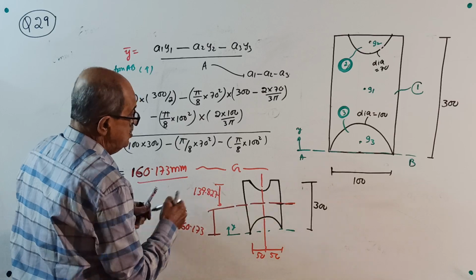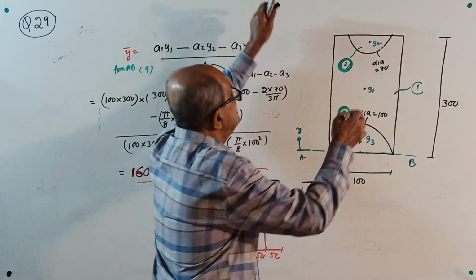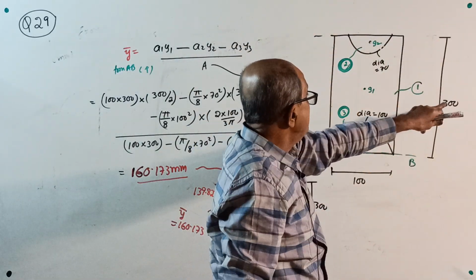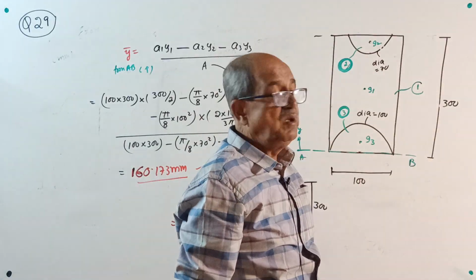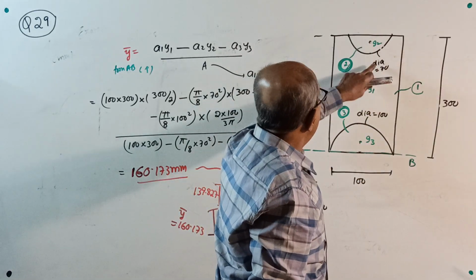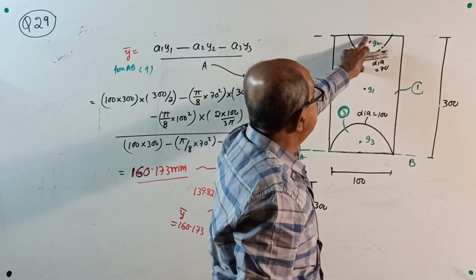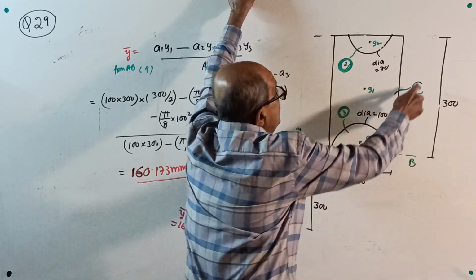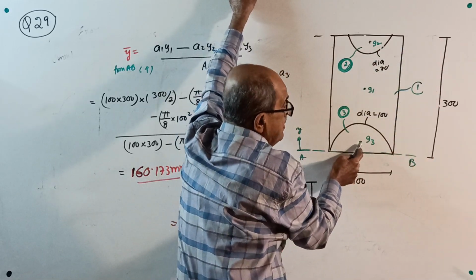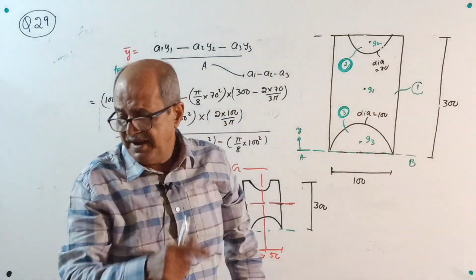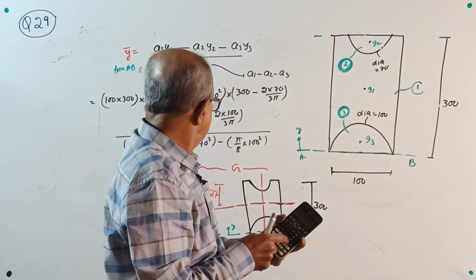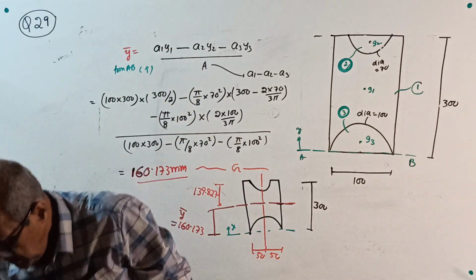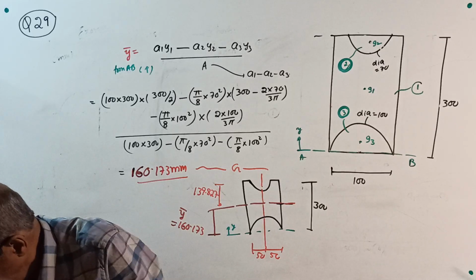Or do one thing. Find y bar from the top edge. It will be 100 into 300 into 300 by 2, A1 Y1, minus pi by 8 of 70 square into 2d by 3 pi, minus pi by 8 of 100 square into 300 minus 2d by 3 pi. Calculate. My guarantee, 139.827 millimeter.